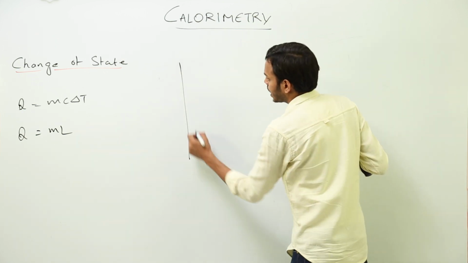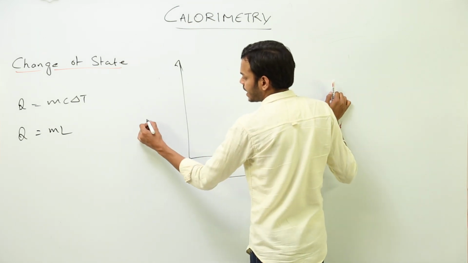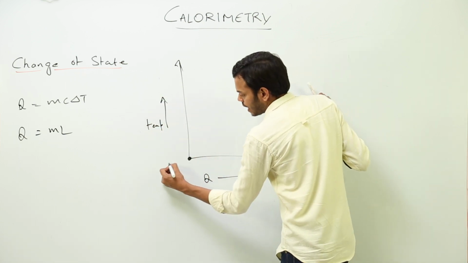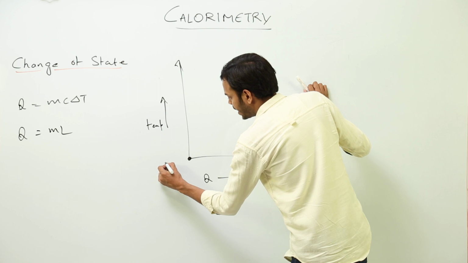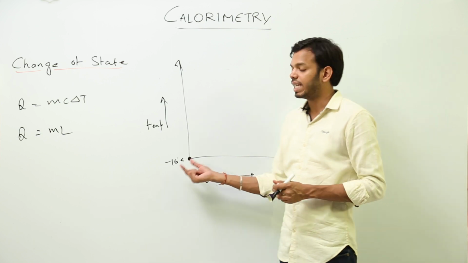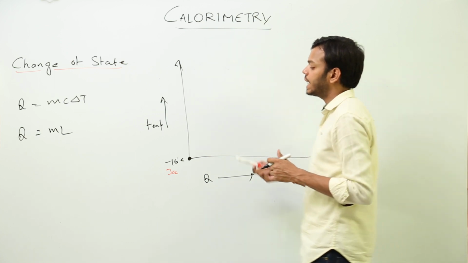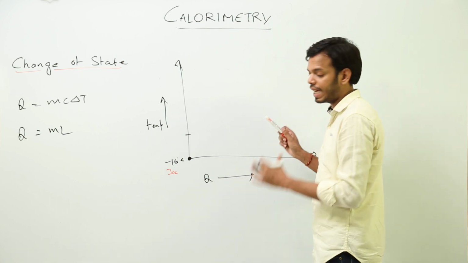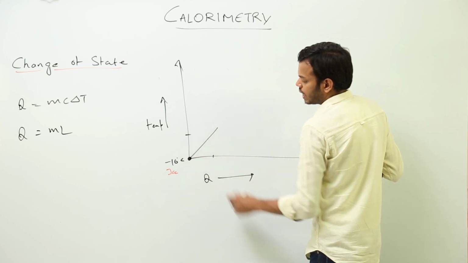So consider a graph where on this side I am providing heat, whereas on this side I am noting down the temperature. Let us say we have some ice crystals or some ice body at minus 10 degrees Celsius. When I give heat to ice at minus 10 degrees Celsius, what will happen? The heat will increase its temperature and it will reach 0 degrees Celsius, but it has taken some amount of heat. So this is how the graph will go.